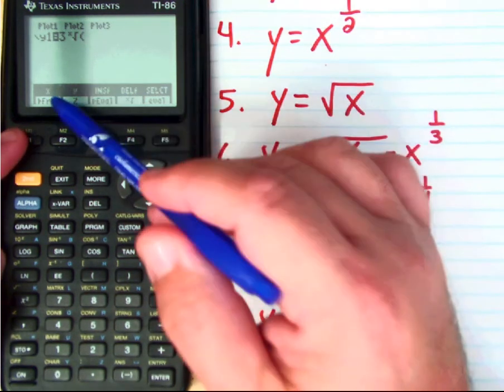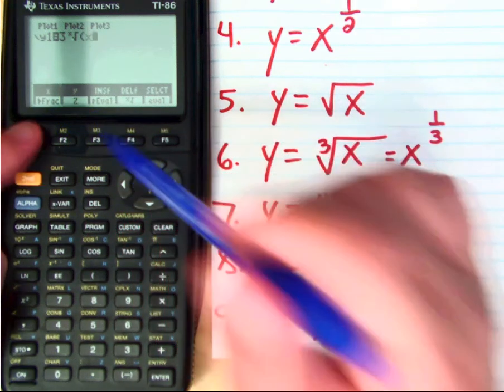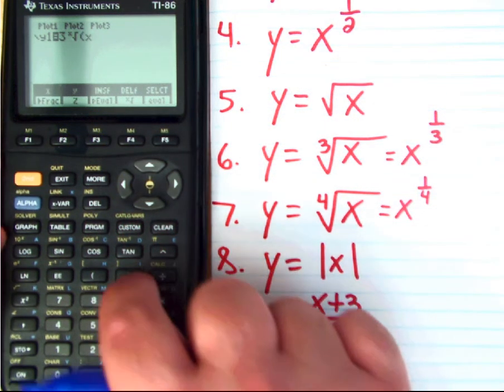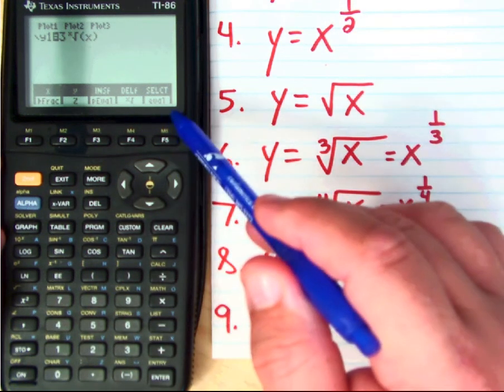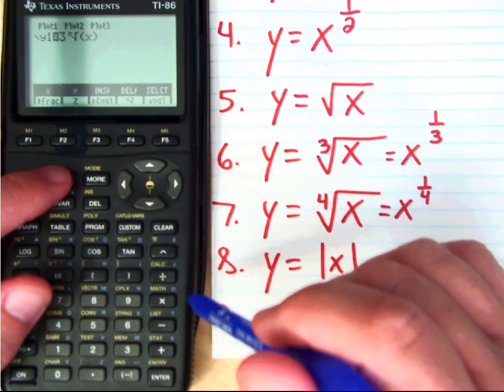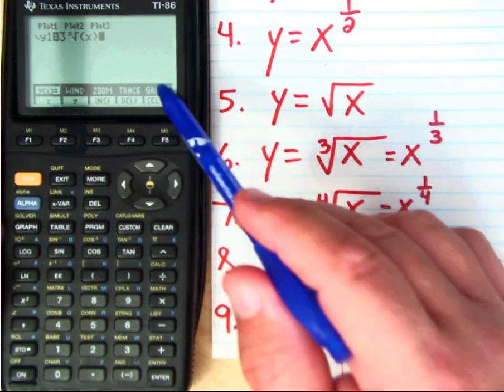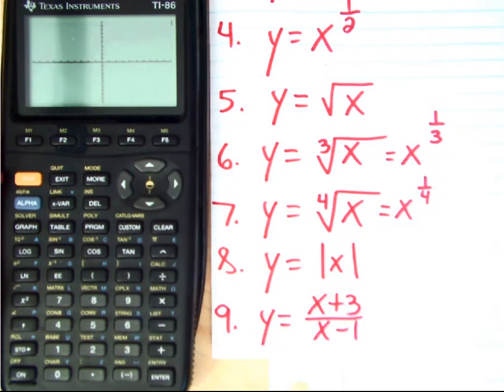X key is now on my second line here, so I do second F1. And closing parentheses, and then I want to graph it. Now I don't see graph here, do I? So let's go ahead and exit out of the math option. And you see graph is here now. So we'll do second F5.